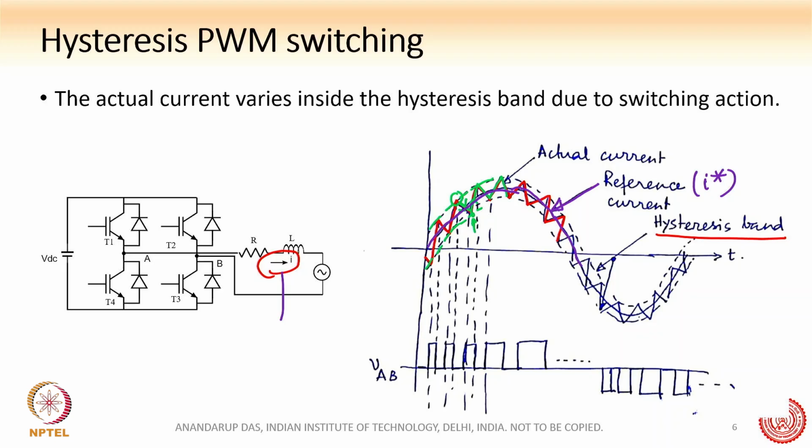Now, how do we control the current to lie within this band? How do we switch the 4 switches? Of course, we have to do this by using these 4 switches which are present here. So we are turning on and off these switches. The current goes up, hits the boundary, goes down, hits the lower boundary, again goes up, goes down, like that, up, down, up, down.